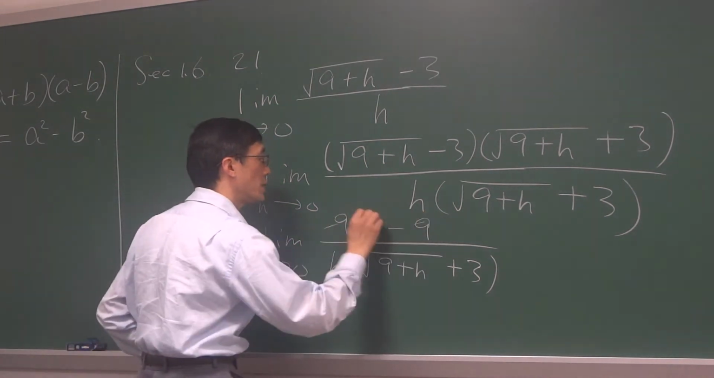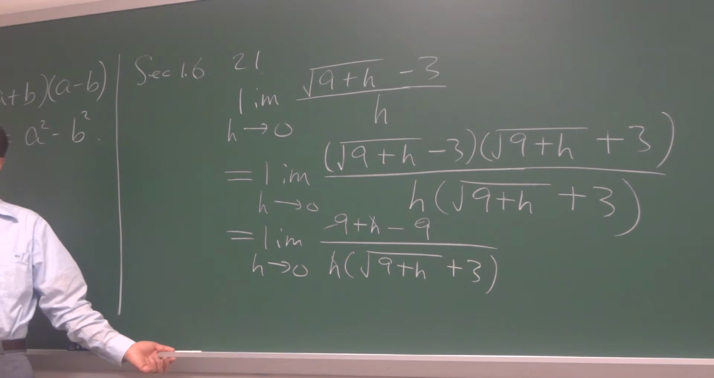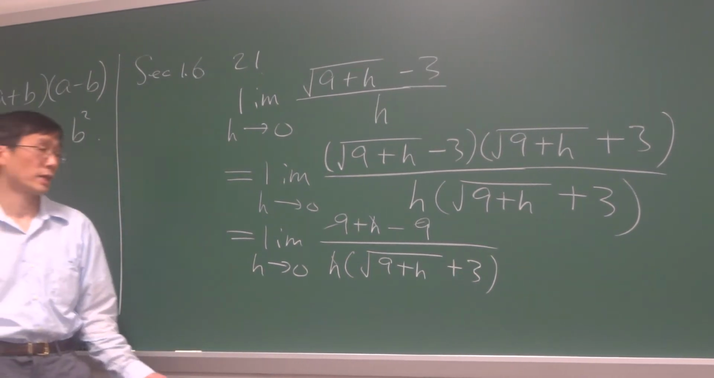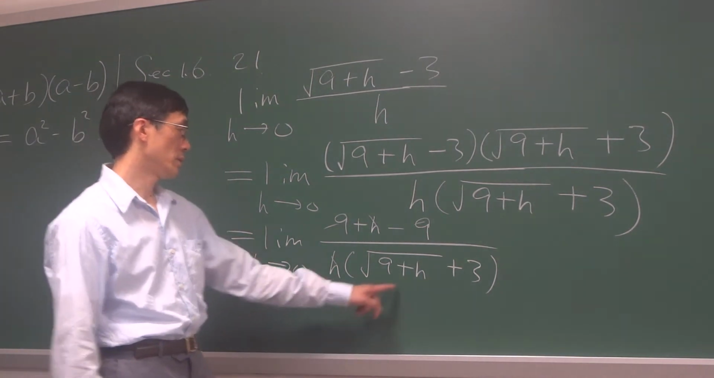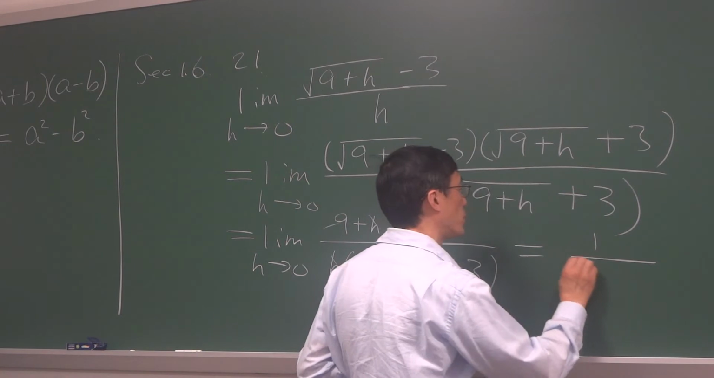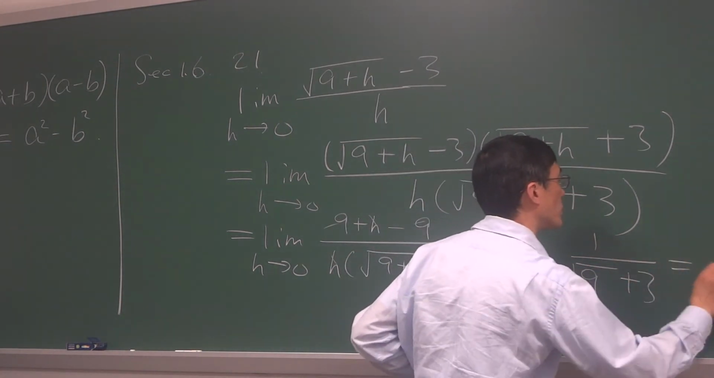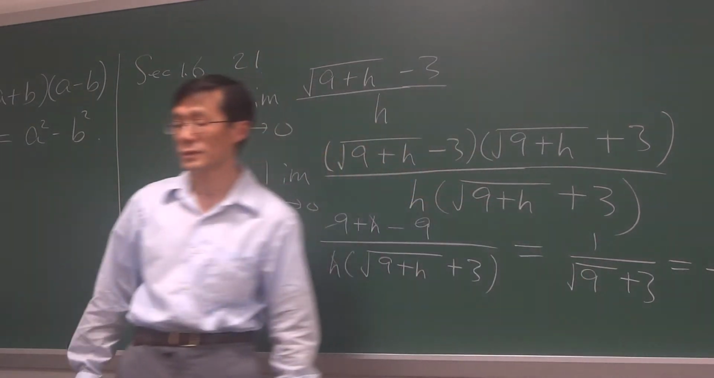9 and 9 cancel, h and h cancel. So you end up with a 1 on the top. And now you can substitute h equals 0 and get the answer. So you're going to get 1 on top, square root of 9 plus 0, which is 9, plus 3, that is 1 over 6. And that's the answer for this one.